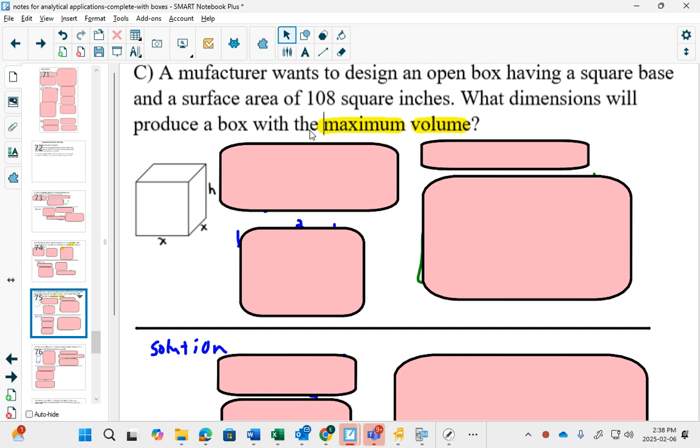Here's our picture of the box. It's a square base, so those sides will be x. The height can change, so its height would be h. Write out what we know.